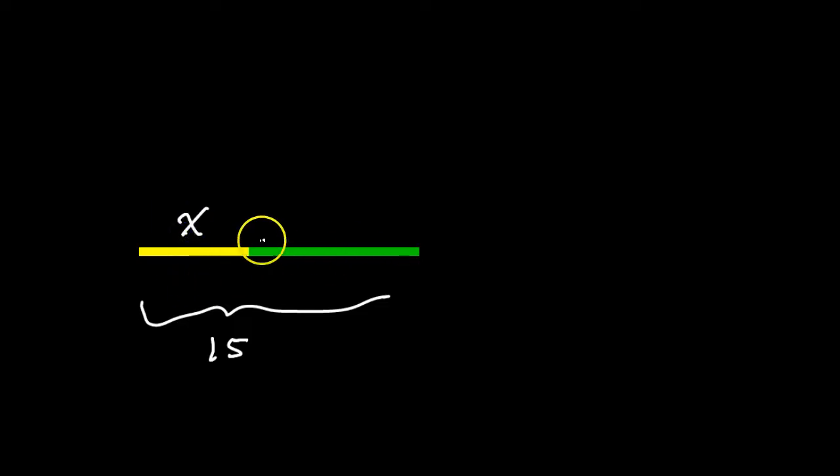Before we look at problem number 2, let's review how parts and wholes work. Let's say if you knew that this was length 15 and this portion was labeled as x, what expression could you put for the green part? You would put 15 minus x. Alright, it's the whole minus the part that you already have.